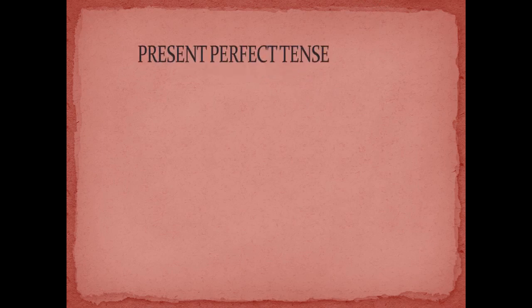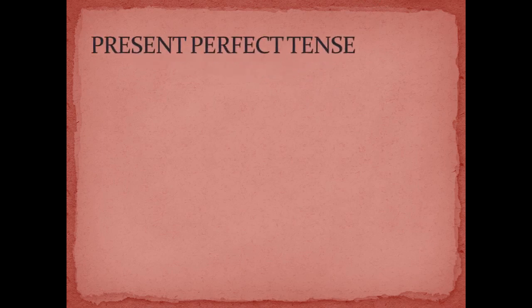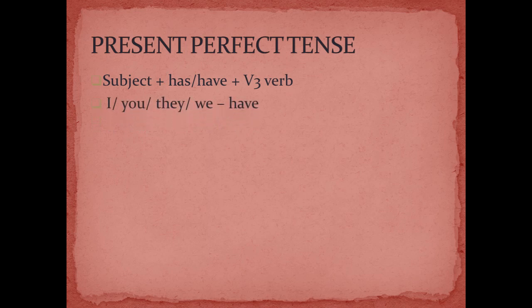Now let's talk about present perfect tense. We make the present perfect tense with the subject plus has or have plus V3 verb. With I, you, they, we, you must use have: I have, you have, they have, we have. With he, she, it as subject, you have to use has: he has, she has, it has.